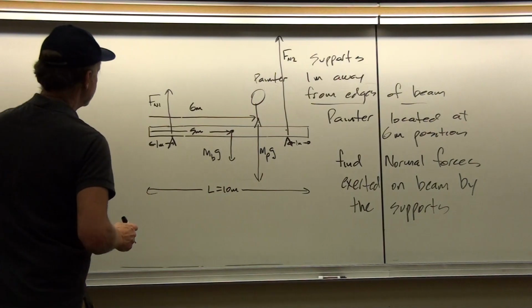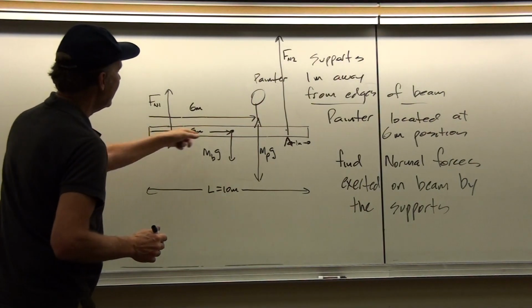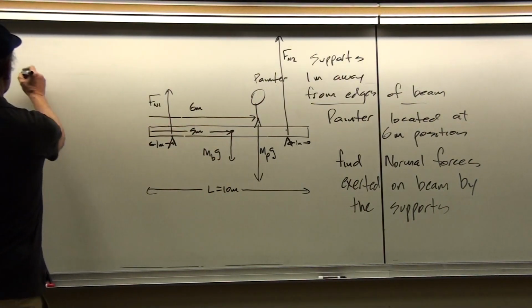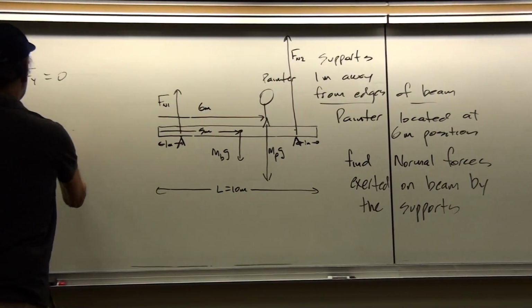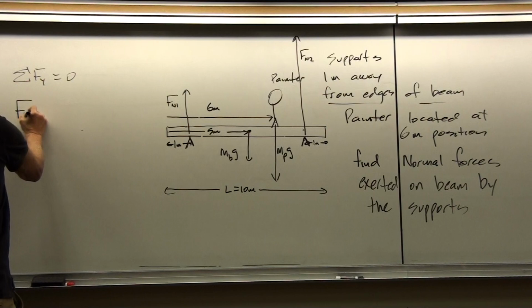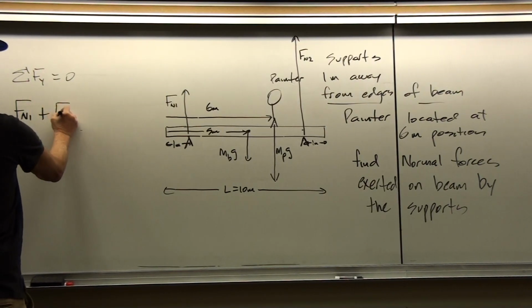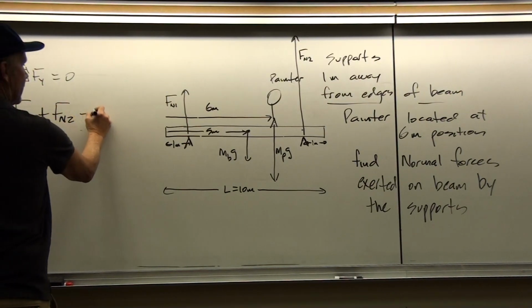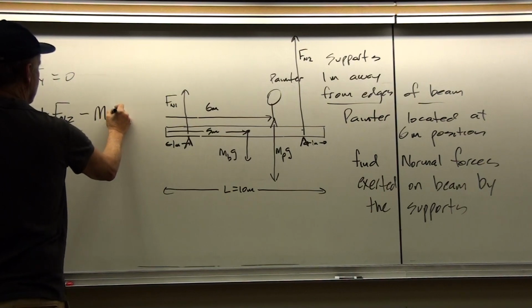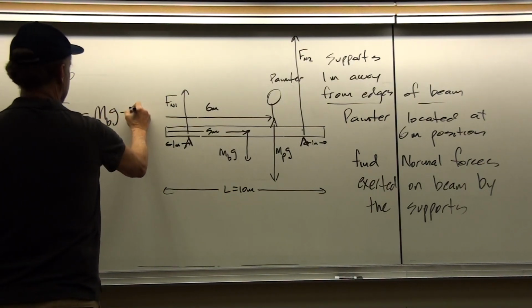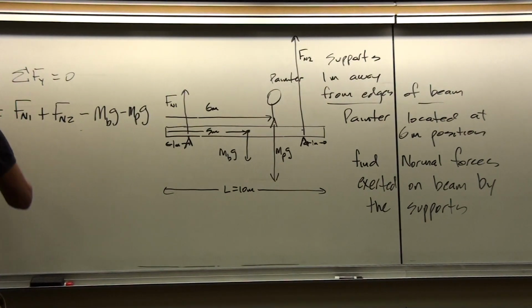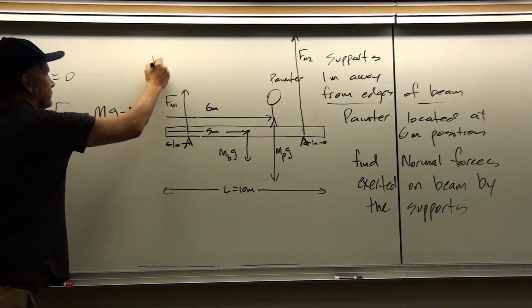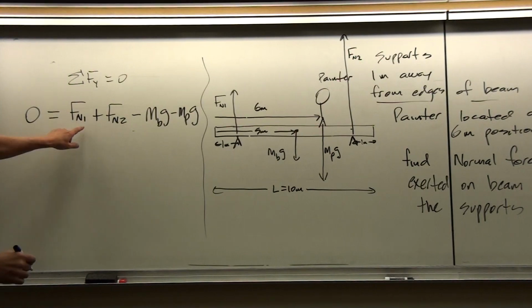So this is our first condition for equilibrium, and we don't have any x forces here. So we can just say that the sum of the y forces is 0. So that gives us F normal 1 plus F normal 2 minus mass of the beam times g minus mass of the painter times g equals 0. Okay, so that's our first equation.